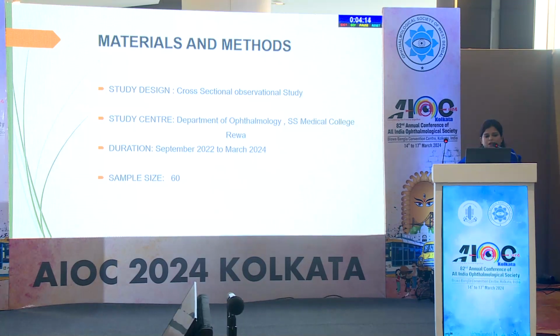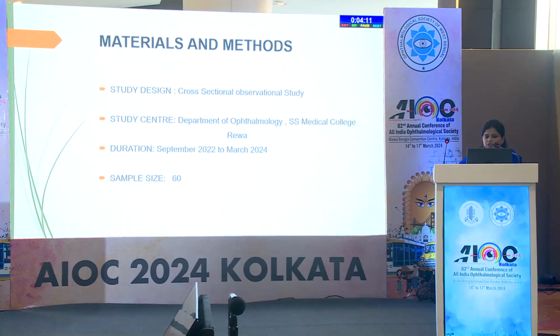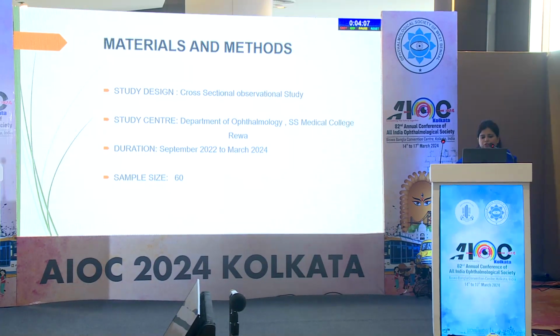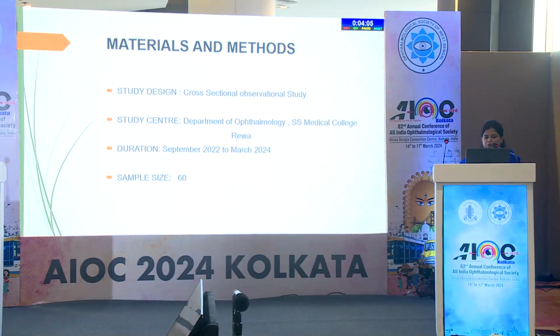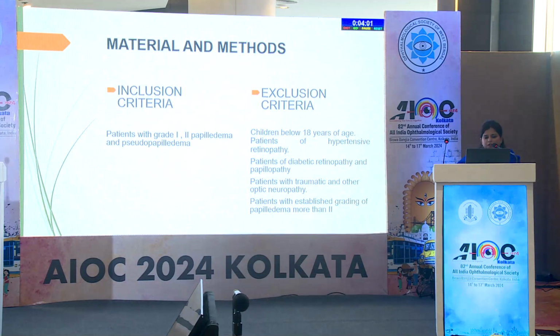Materials and methods. The study design was a cross-sectional observational study. The study center was SSMC Rewa. Duration was September 22 to March 24, and a sample size of 60 patients was taken. Inclusion criteria: patients who have grade 1 or grade 2 papilledema, and the other group was pseudopapilledema. The exclusion criteria were children below 18 years of age, patients with hypertensive retinopathy, diabetic or traumatic optic neuropathy, and patients with grading greater than grade 2.